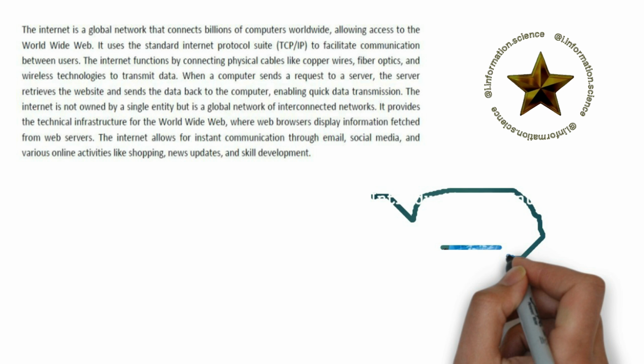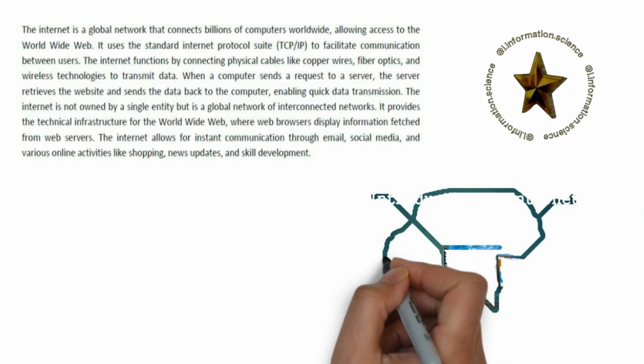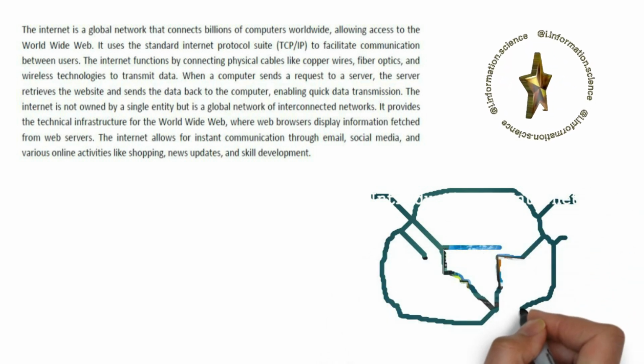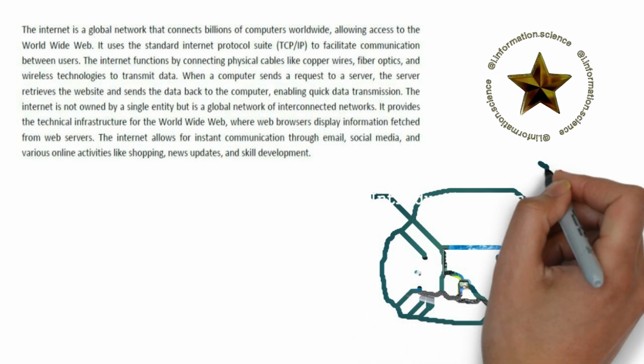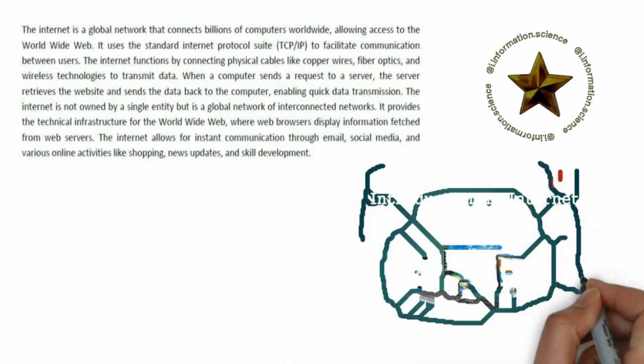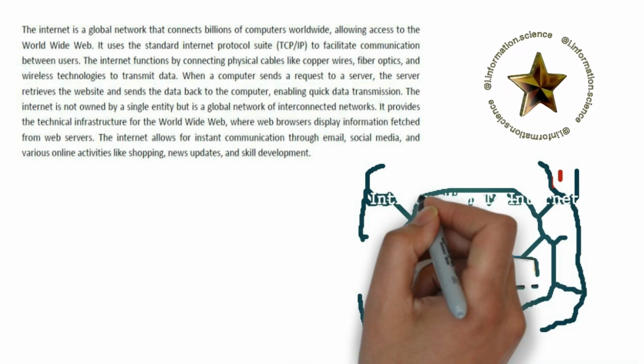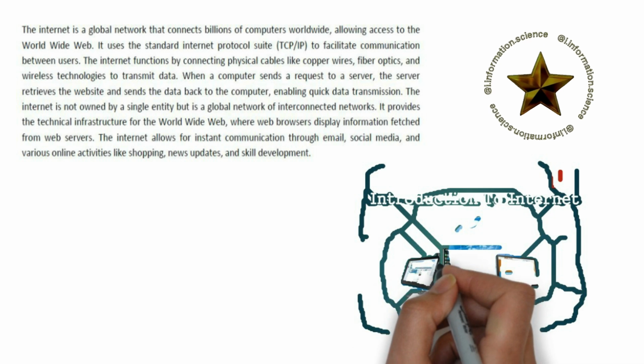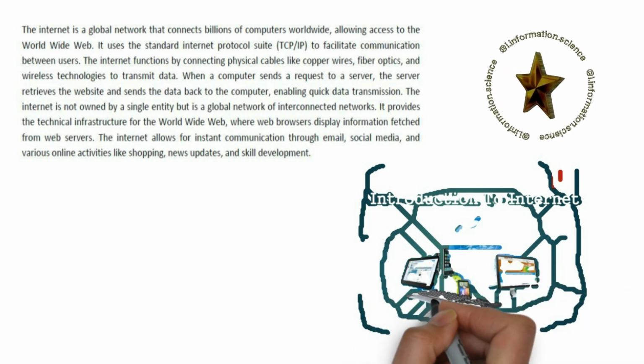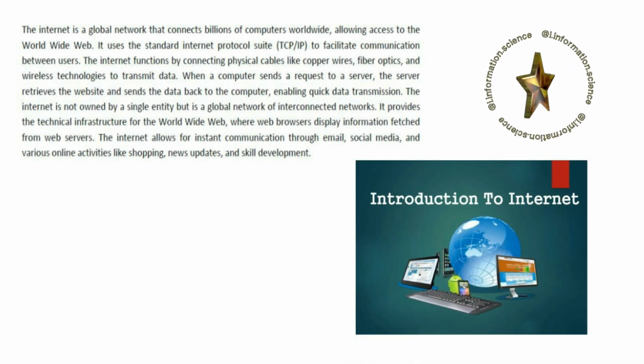The Internet is not owned by a single entity, but is a global network of interconnected networks. It provides the technical infrastructure for the World Wide Web, where web browsers display information fetched from web servers. The Internet allows for instant communication through email, social media, and various online activities like shopping, news updates, and skill development.